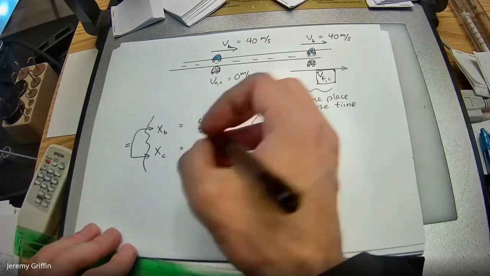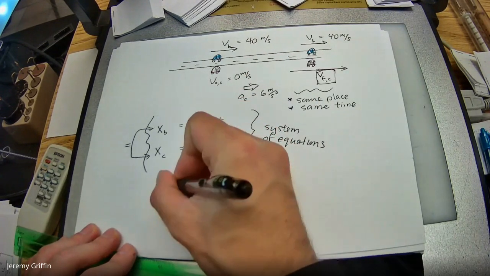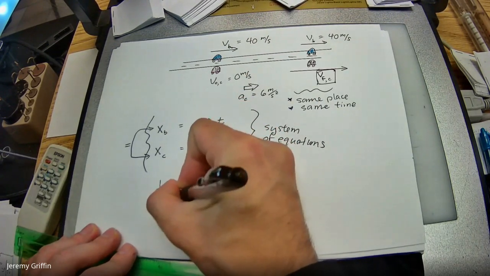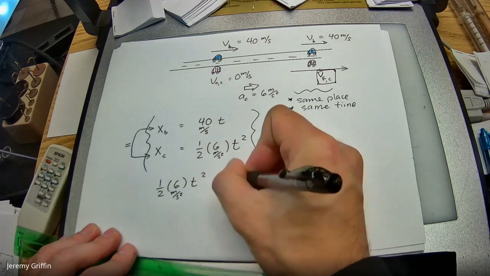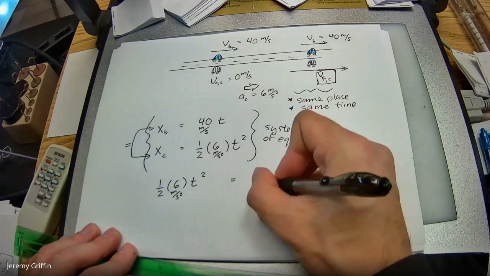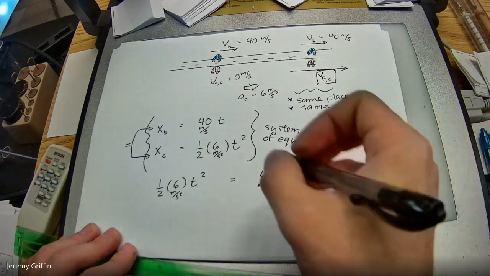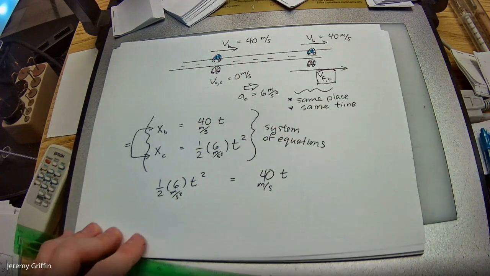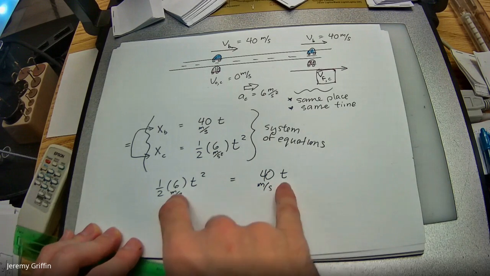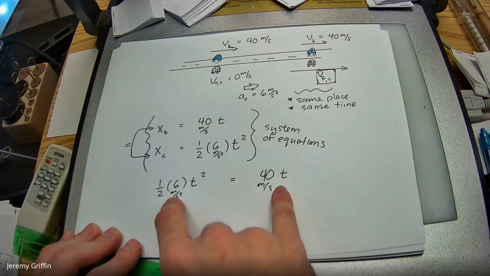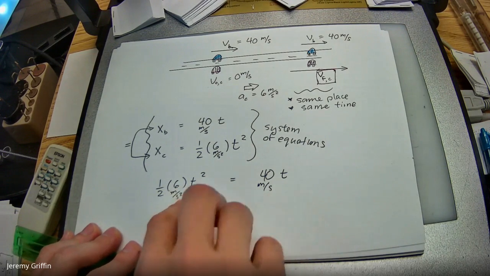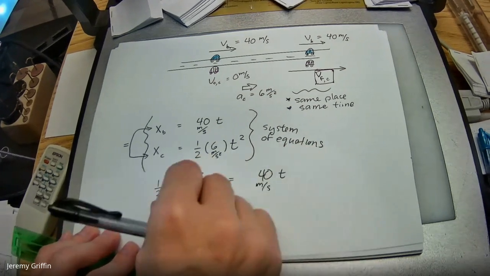I'll set those equal to each other. So I've got my 1/2 a t squared equal to speed times time. The blue car, right? Yes, sir. Okay. Do you guys see? You guys get that so far? Any questions so far? All right. So I've got their position equations set equal to each other.